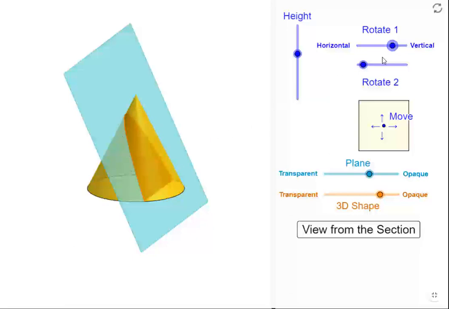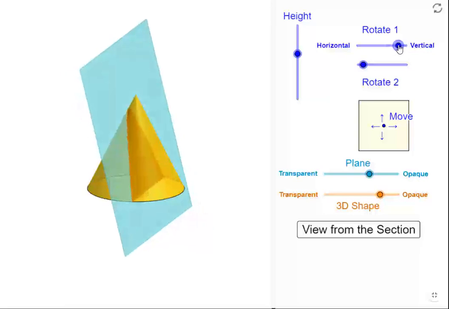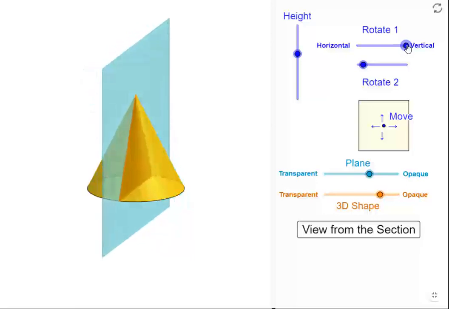Now, if I move a little bit more, and now I cut my cone with a vertical plane, this forms a triangle. As you can see here, this orange triangle.